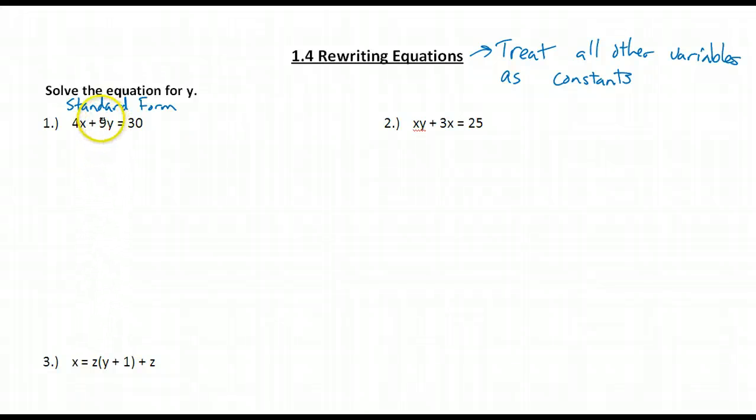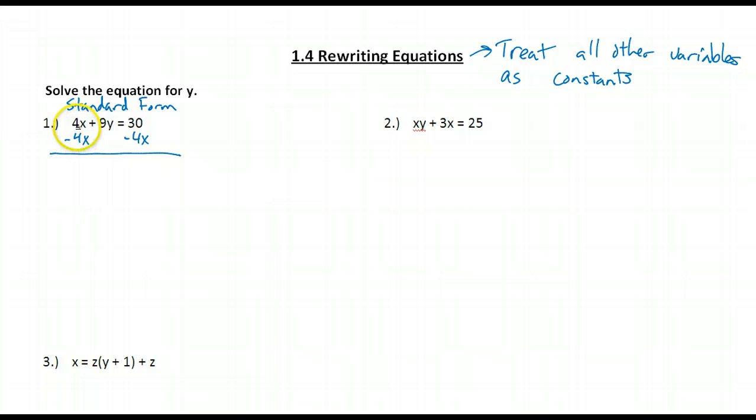To get rid of this 9, we're going to multiply by 1/9. But I don't want to do that yet. First, I want to get rid of this. Now, when I say treat all other variables as constants, I'm going to treat 4x as a number. Normally, to get rid of this 4, I'd have to multiply by 1/4. But I'm not solving for x. I want to get rid of this entire term. So I'm going to treat 4x as a constant, and I'm just going to subtract 4x from both sides of my equation.